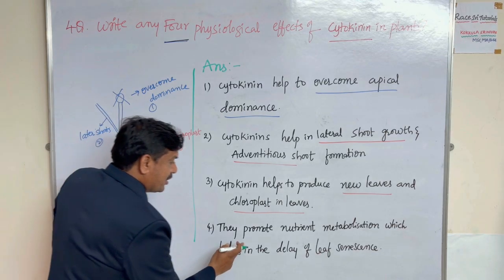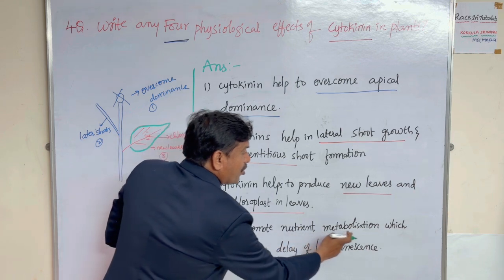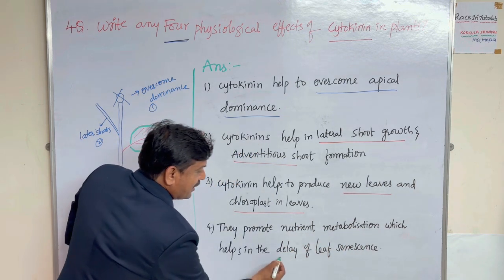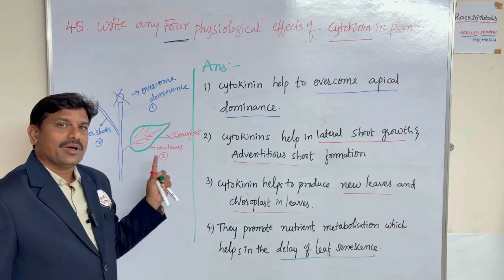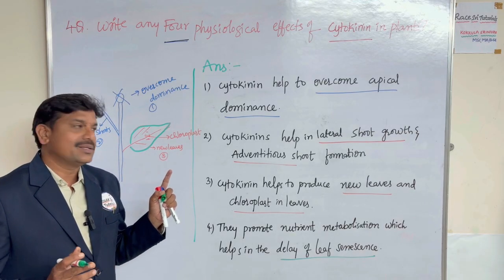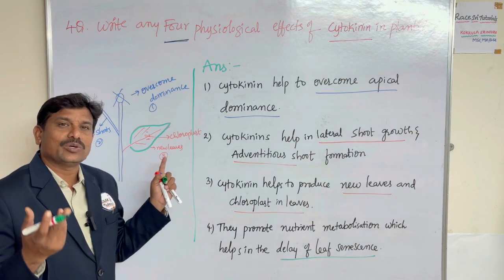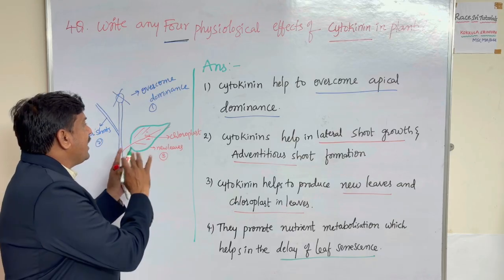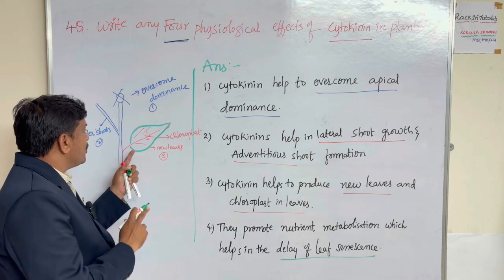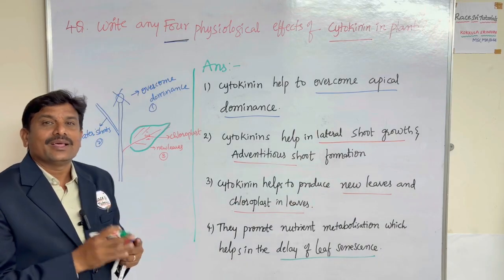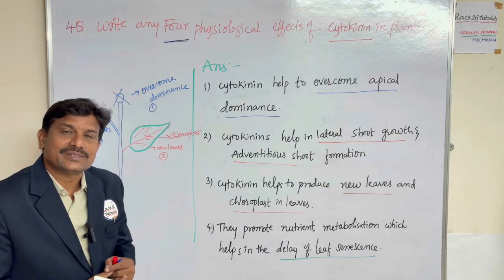It means they promote nutrient metabolization, which helps in the delay of leaf senescence. Senescence means old age, when green color changes into yellowish color. So that's delayed. The leaves keep showing green only. That means delay of leaf senescence is present.